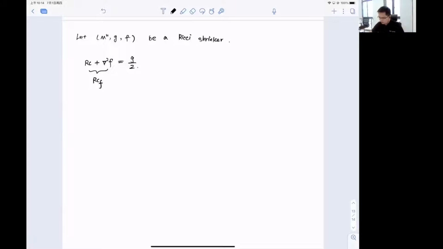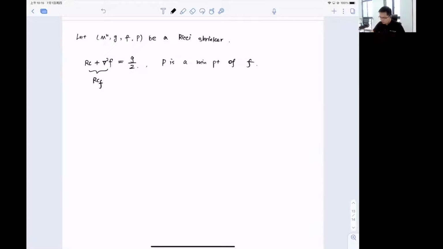Last time, we have shown some estimates for the potential function. In particular, it implies that for any Ricci shrinker, the potential function f has a minimal point. So we will always choose a point p, which is a minimal point of our potential function f. So this is taken as a base point.